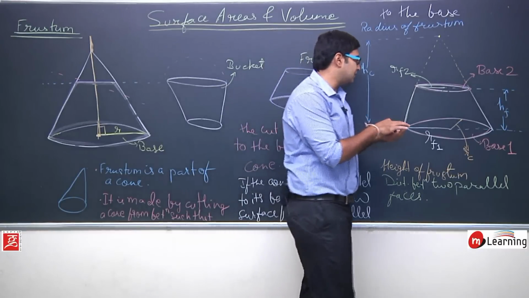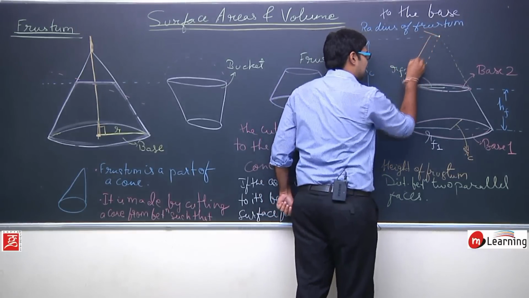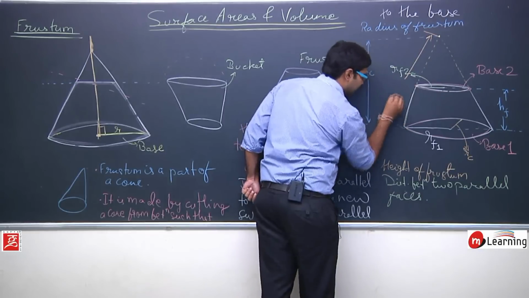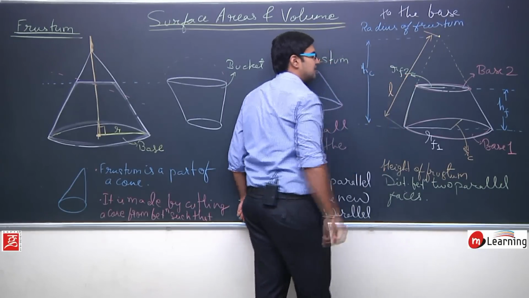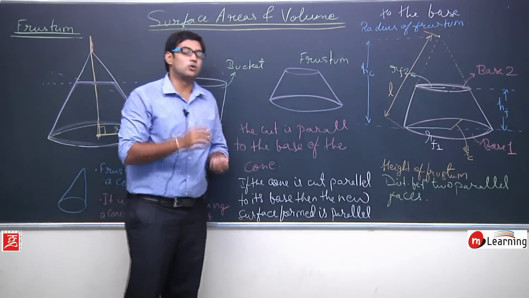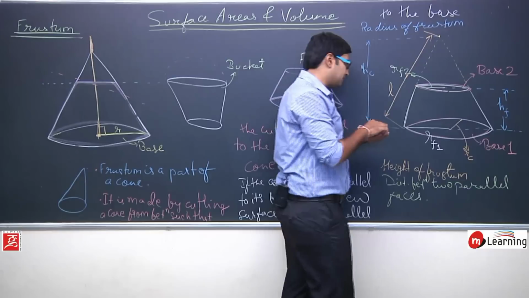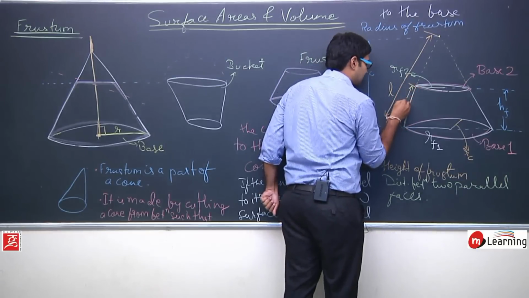The third thing that we need to understand about this frustum is this length. If I talk about this length, what do we call this length? This length is known as slant height L. This is the slant height of cone. Then similarly we will define the slant height of frustum, LF.